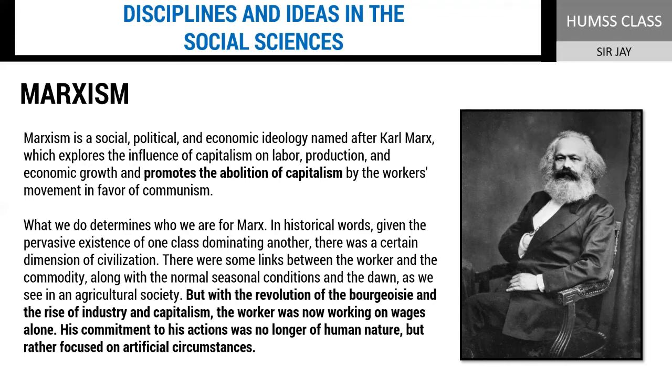What we do determines who we are for Karl Marx. Historically, given the pervasive existence of one class dominating another, there was a certain dimension of civilization. There were some links between the worker and the commodity, along with the normal seasonal conditions and the dawn, as we see in agricultural society. But with the revolution of the bourgeoisie and the rise of industry and capitalism, the worker was now working on wages alone. His commitment to his actions was no longer of human nature, but rather focused on artificial circumstances.